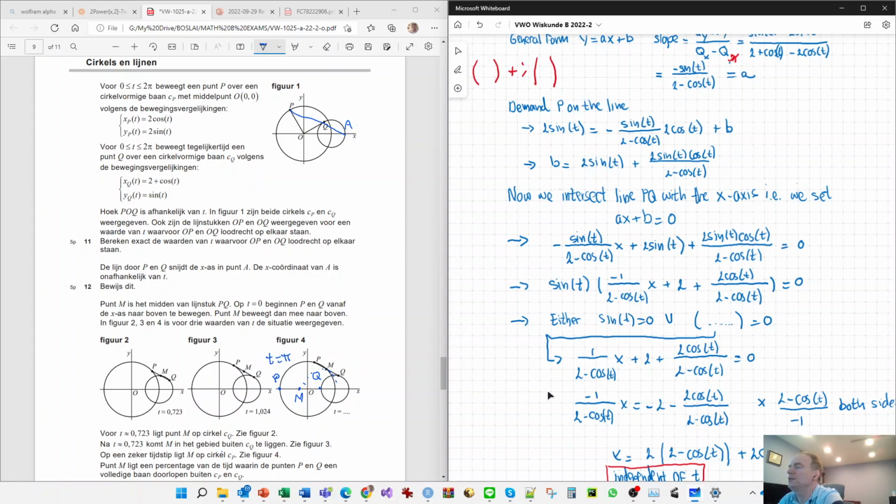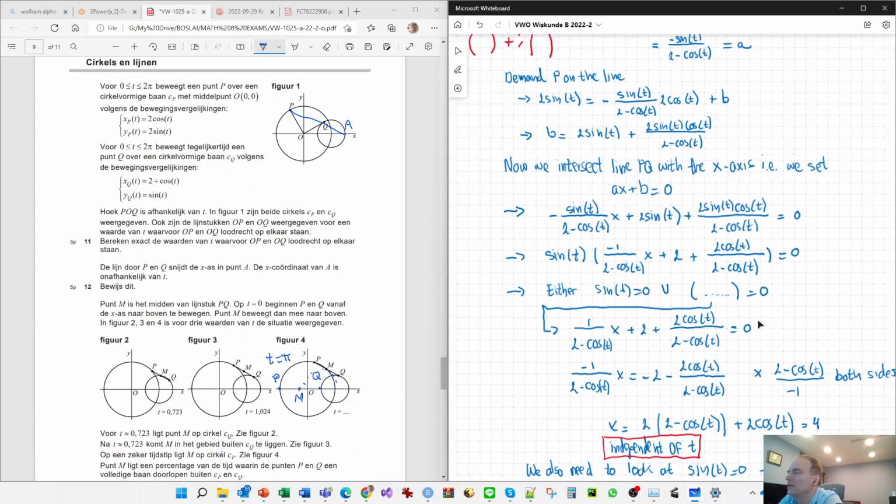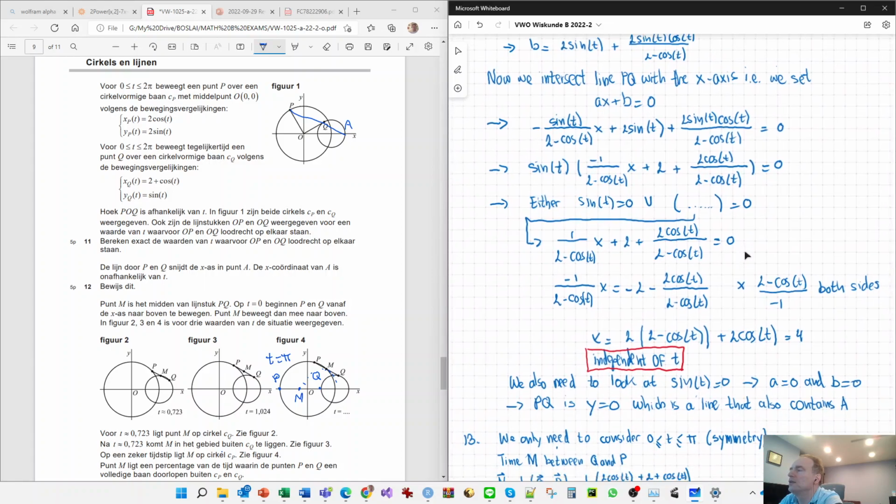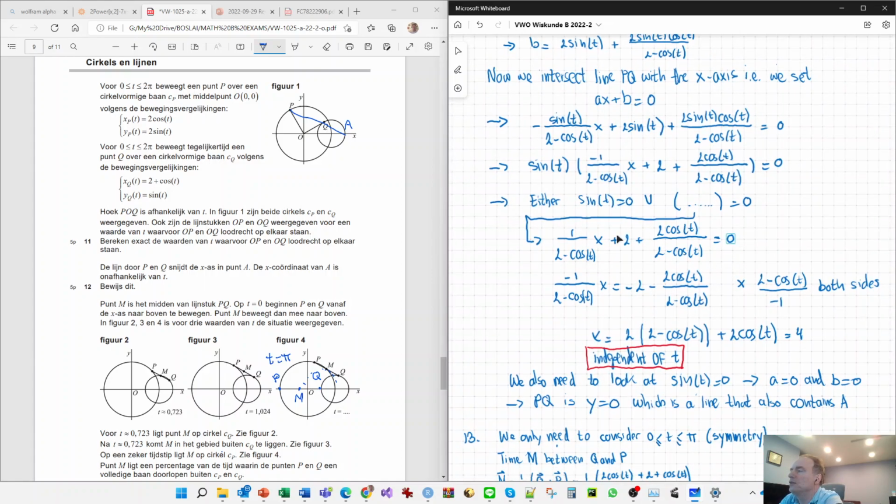Well, let's look at sine t being 0 later, and just demand that this part in parentheses is 0. So you get this equation. You can bring the terms without x to the right. I mean, the form is really simple. It's something like ax plus b is 0, right? It's just that each of these constants is a little messy.